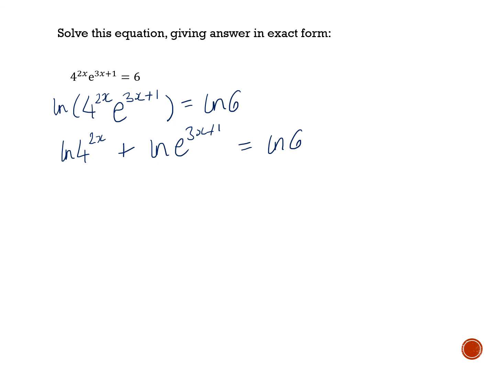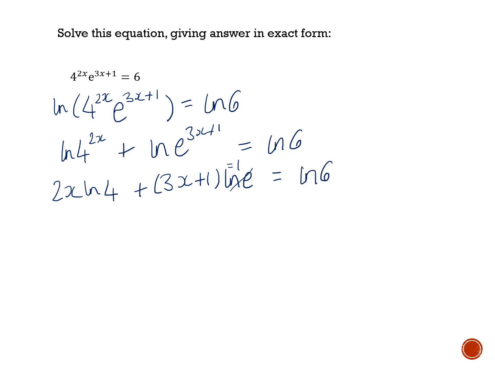Let's have a look at this bit here. Now, this is the benefit of taking logs. Remember your log law, you can bring the power down. So that's the same as 2x ln 4. Now, what's good about this? I can bring the power down, so I get 3x plus 1, ln e. Now, remember, ln is base e, so ln e is equal to 1, and that equals ln 6.